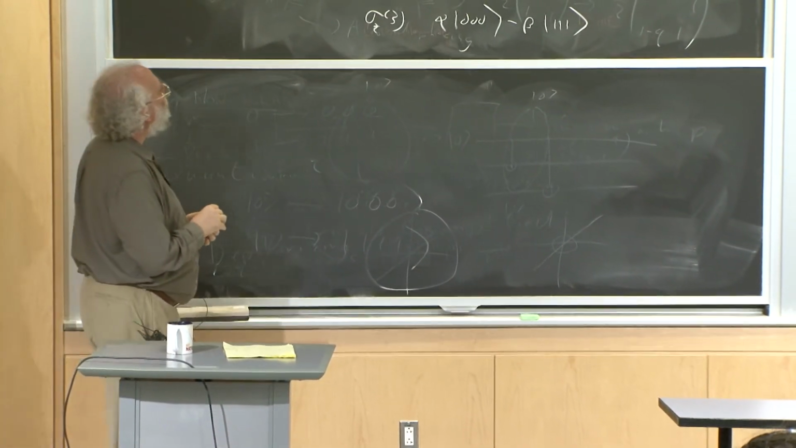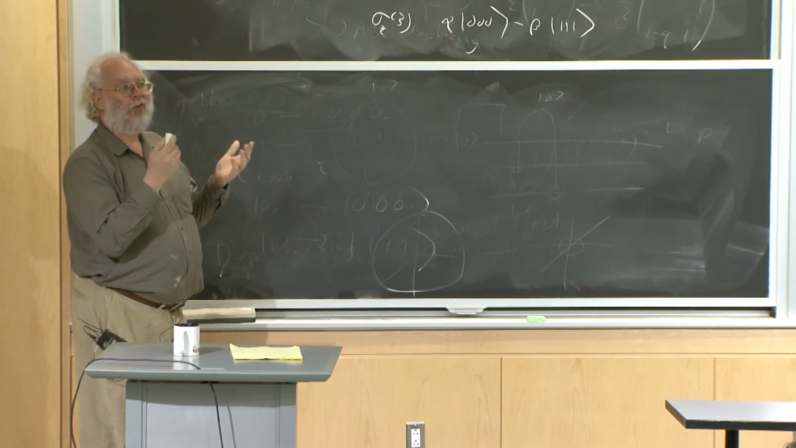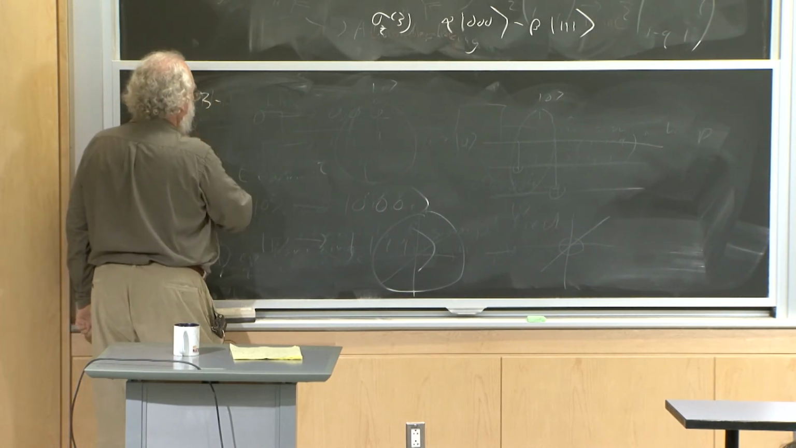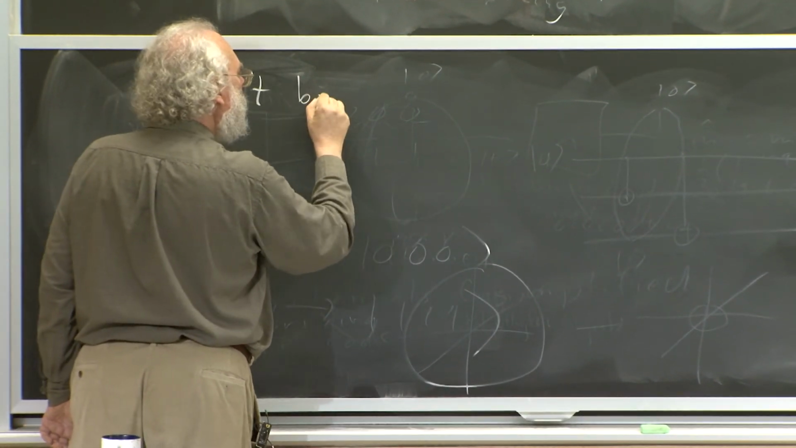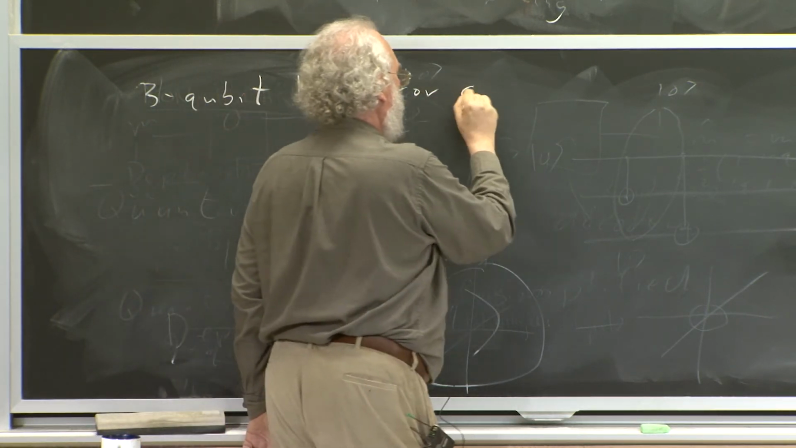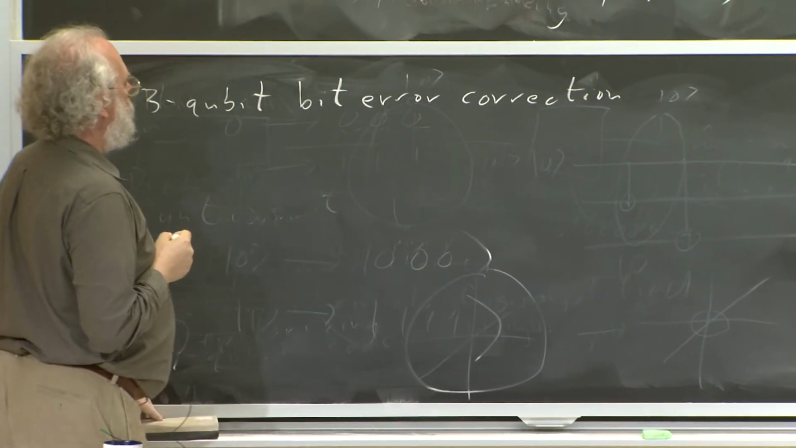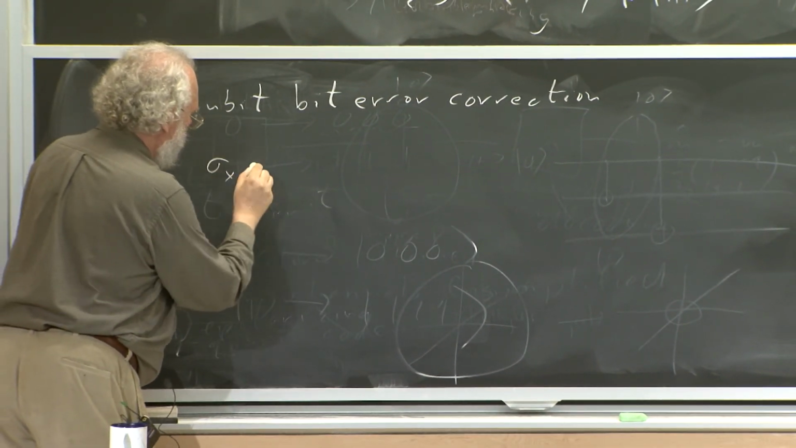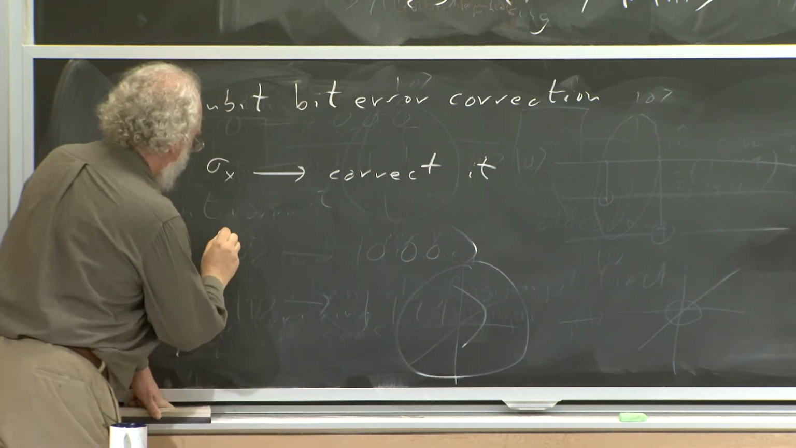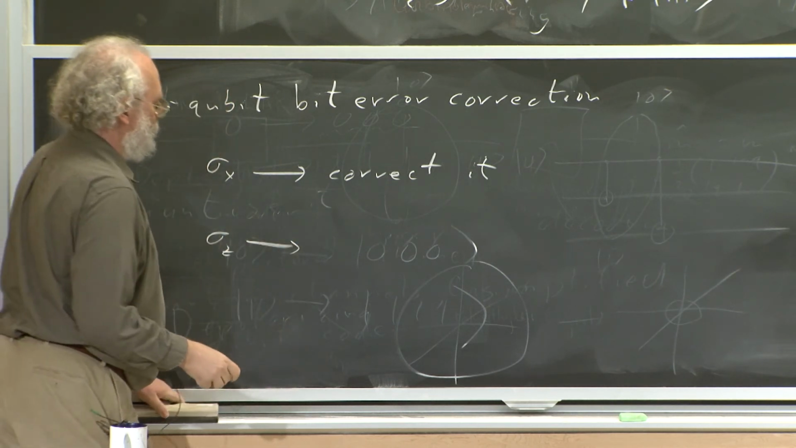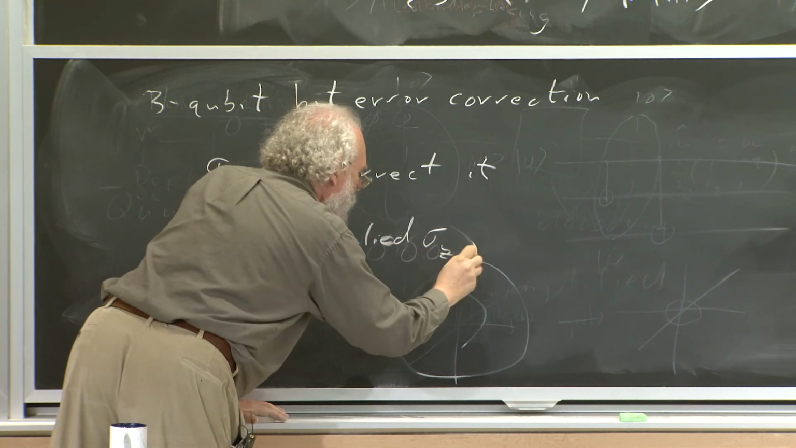So what have we done? Well, we'll call this the 3 qubit bit error correcting code. Well, if you have a sigma x, it's corrected, and if you have a sigma z, you've applied sigma z to the encoded qubit.